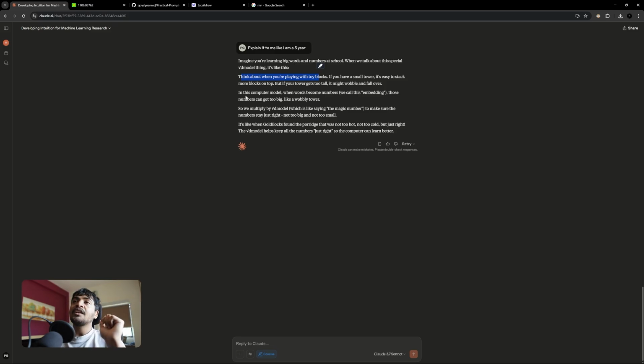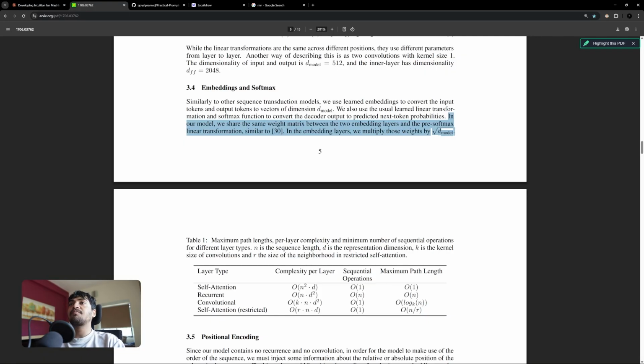Makes sense. In this computer model, when the words become numbers, we call these embeddings, those numbers can get too big, like a wobbly tower. So we multiply by root d model, which is like the magic number to make sure the numbers stay right. Not too big, not too small. It's like when Goldilocks found the porridge that was not too hot, not too cold, but just right. So the square root of d model helps us achieve that.